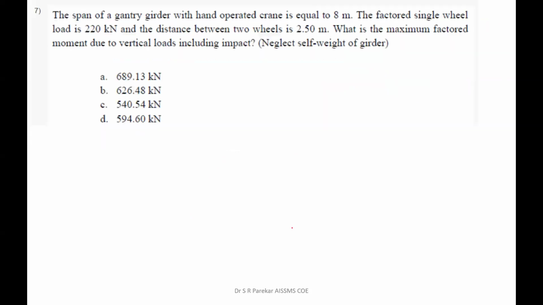Then we have the span of a gantry girder, hand operated. In hand operated, we have 10% impact. And if it is electrically operated, then the impact will be 25%. So now it is given, 220 kilonewton, these are given.